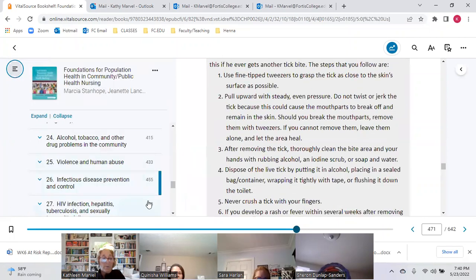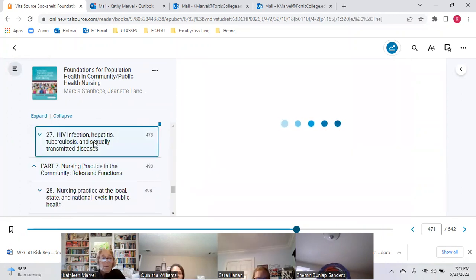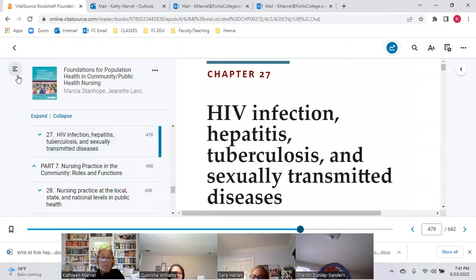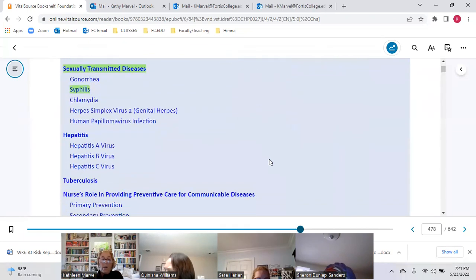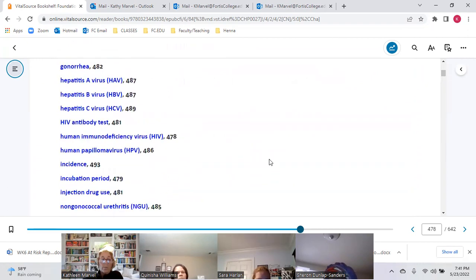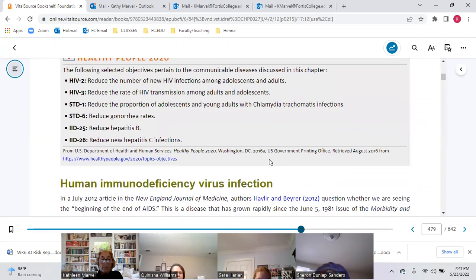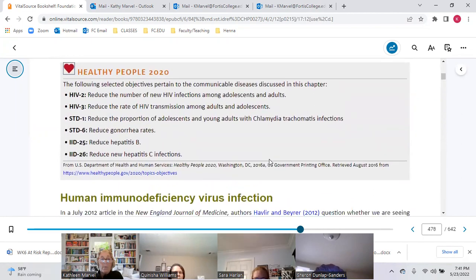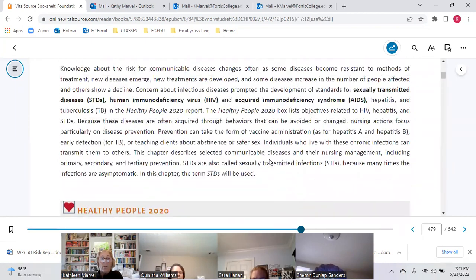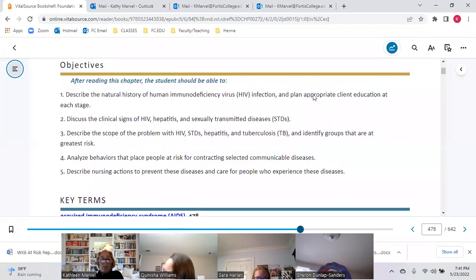And then the last chapter to cover is chapter 27, which specifically talks about HIV, hepatitis, TB, and sexually transmitted diseases. So I'm going to ask you to go through this chapter. I want you to review Healthy People 2020 in here. I would like for you to study the objectives in here. Okay, this is what I need you to know about this chapter.